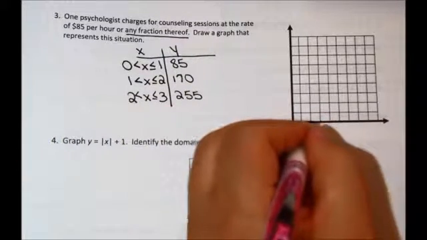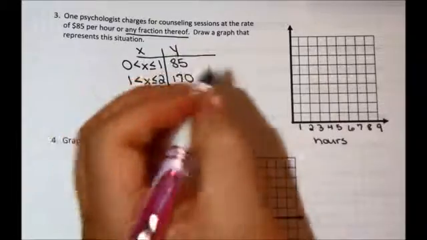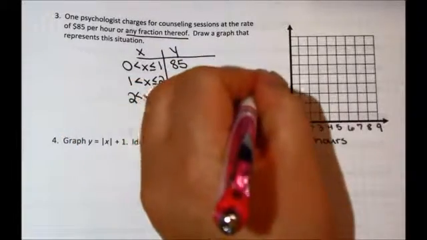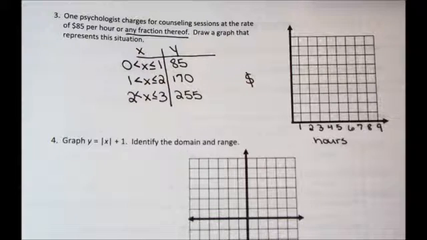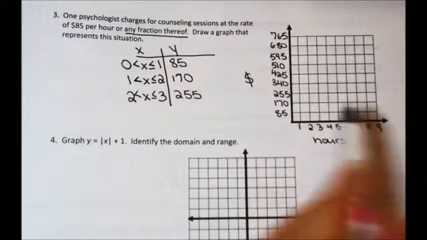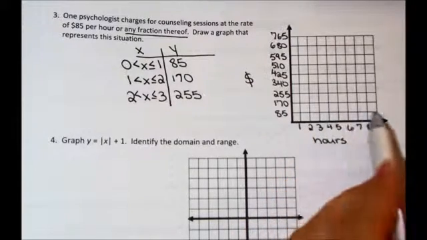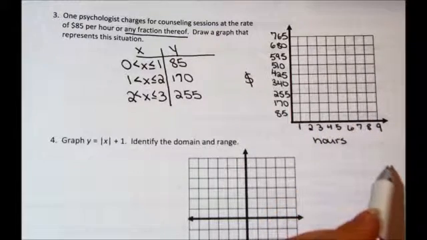The X's represent how many hours I have attended the psychologist. The Y's represent how much money he charges me. Since he can only charge in increments of $85, we're going to count by 85 on the Y-axis. Your first step is to locate where Y is $85. We're going to treat this line just as if it was a number line.